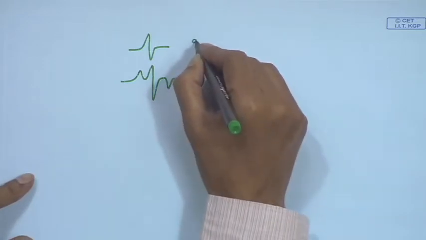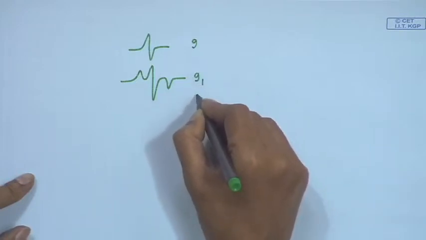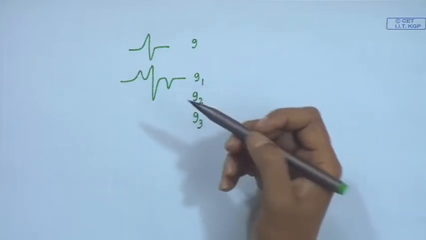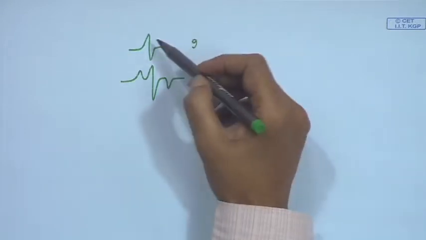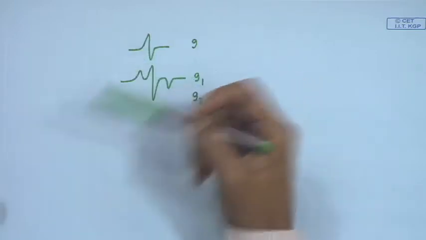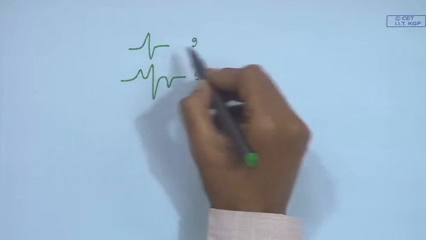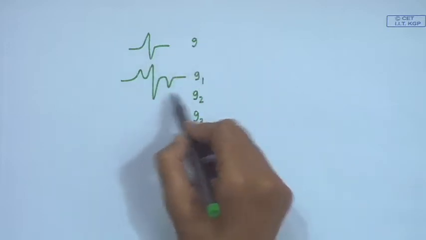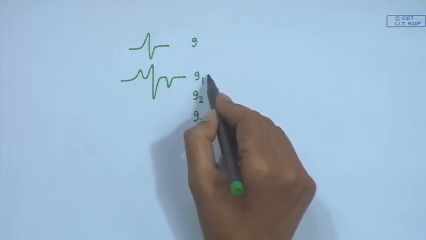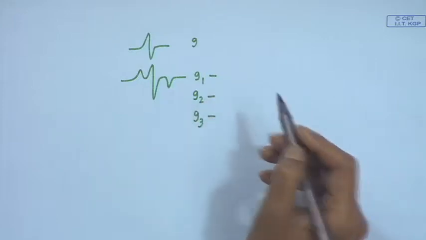So, here if we have one G value, here we can have 3 G values, G1, G2 and G3, and that depends upon the environment. If the environment is very much symmetric and all the 3 directions, the x, y and z directions are symmetric in nature, we get the corresponding signal having 1 G value. But if all the 3 directions, that means x, y and z are different, we get 3 G values. So, we have the characteristic G1 value, characteristic G2 value and the characteristic G3 value.